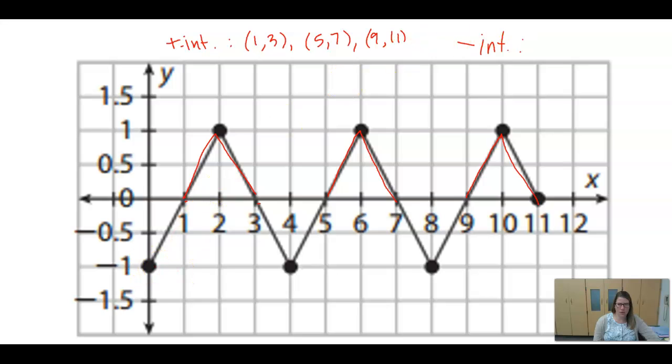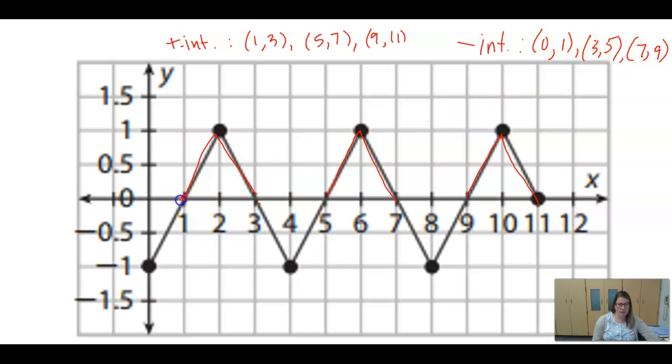So between 0 and 1 is negative. Between 3 and 5 is negative. Between 7 and 9 is also negative. That's our last one. So there's our negative intervals.